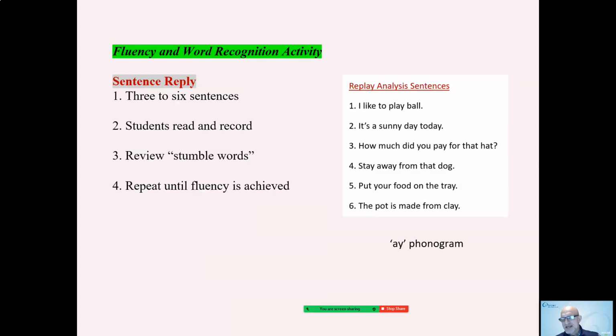All right, here's a great activity to develop fluency and word recognition. Adopt and adapt. It's called sentence replay. You give the students 3 to 6 sentences, depending. The students read it aloud and audio record it with your iPad or a cell phone of some sort. The student listens to the recording, underlines the stumble words, reads it again, and puts a second line under stumble words again, and repeats until fluency is achieved.